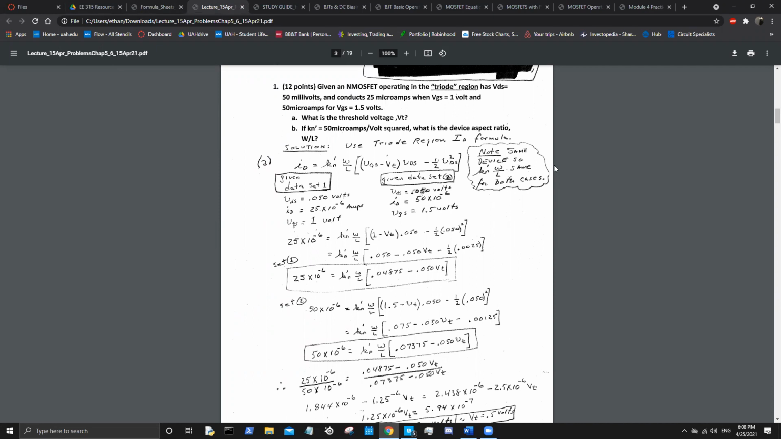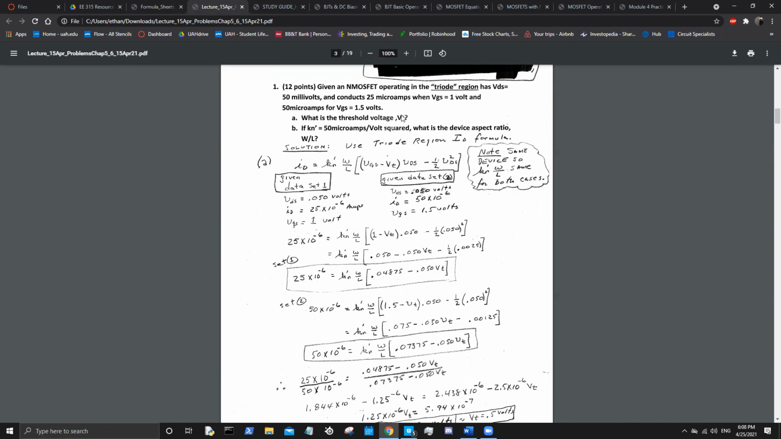12 points. Given an N MOSFET operating in the triode region has VDS equal to 50 millivolts and conducts 25 microamps when VGS is equal to 1 volt and 50 microamps for VGS is equal to 1.5 volts. So that is 25 microamps for the VGS 1 volt and 50 microamps for the VGS 1.5 volts. So we have to calculate VT, which it tells us right here. He gives us the solutions, we can just walk through everything.